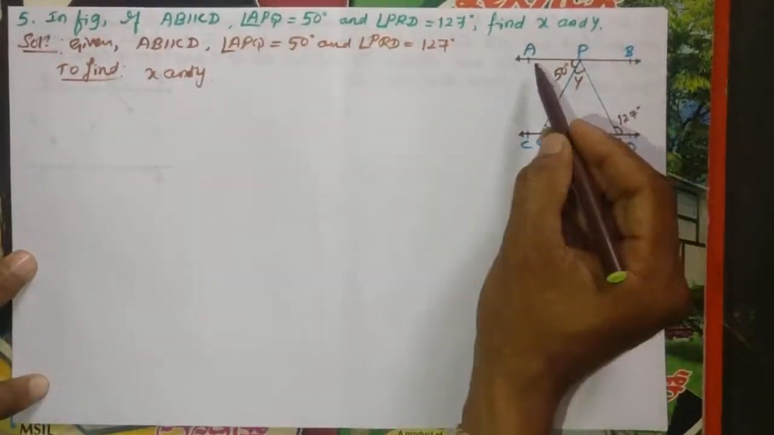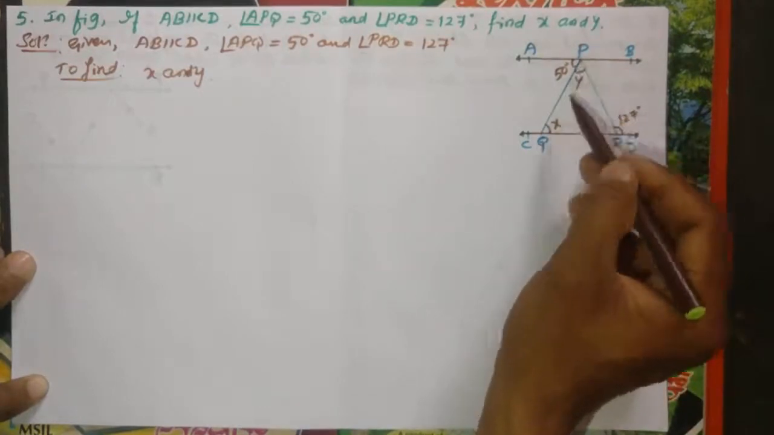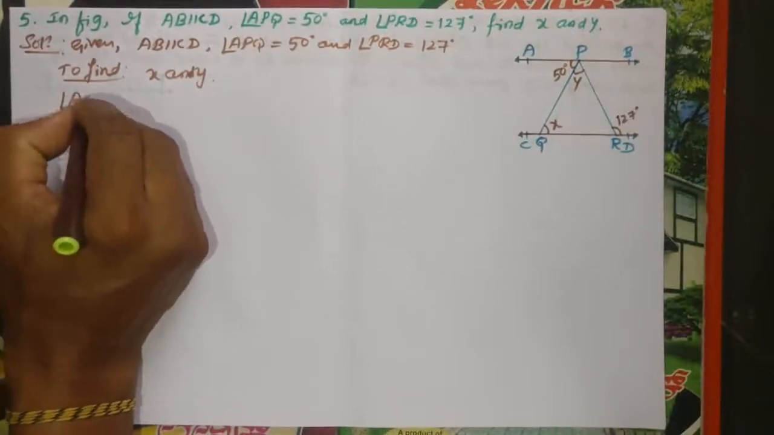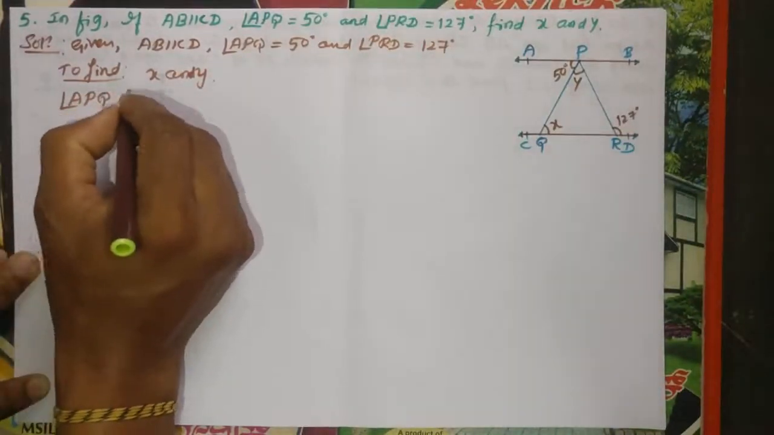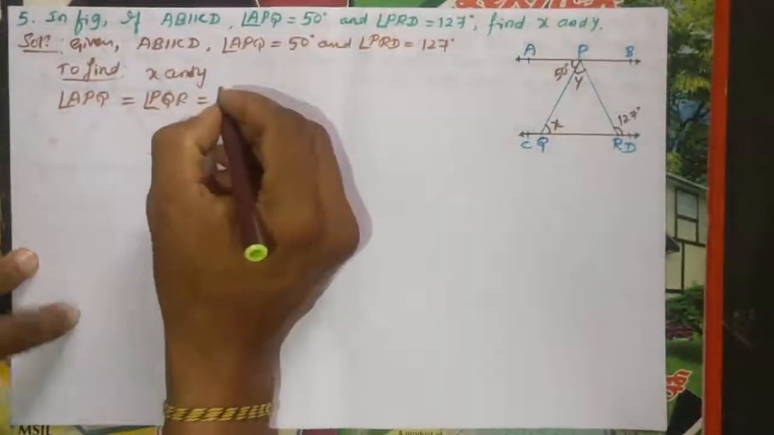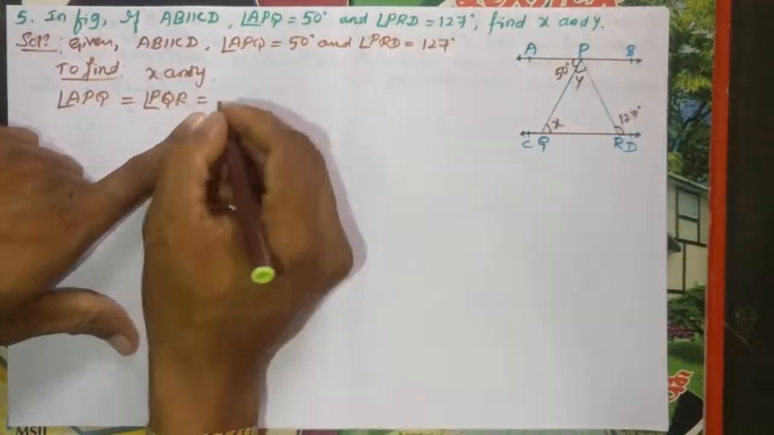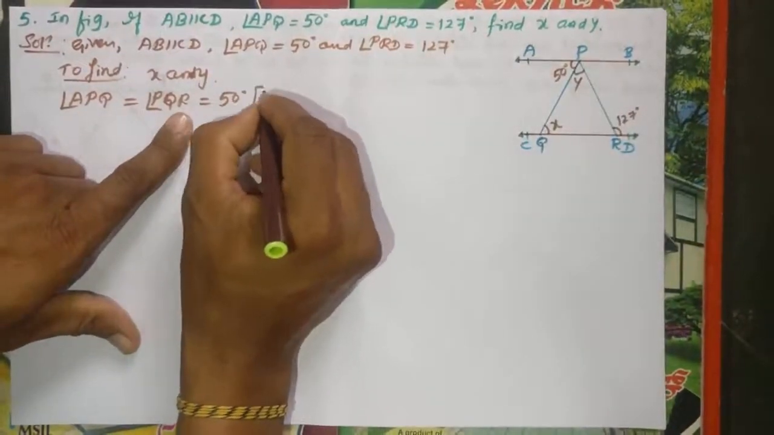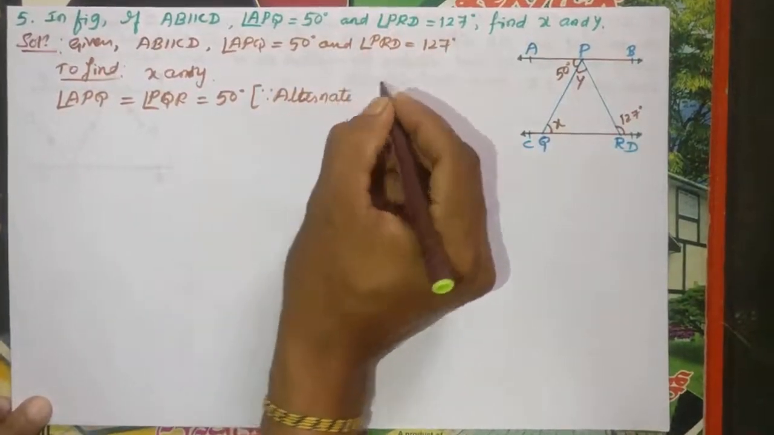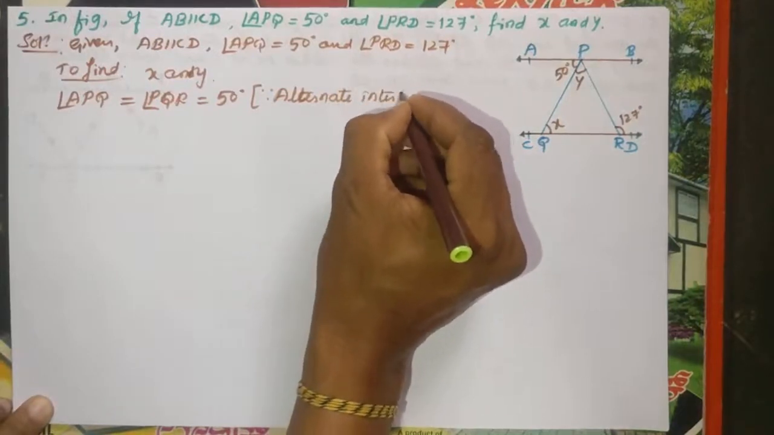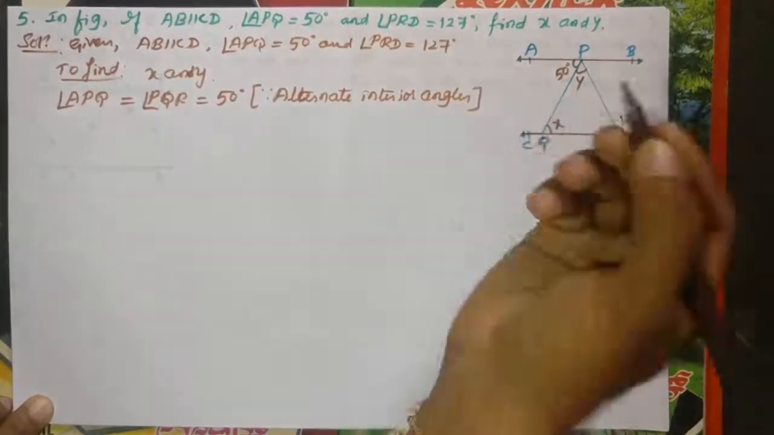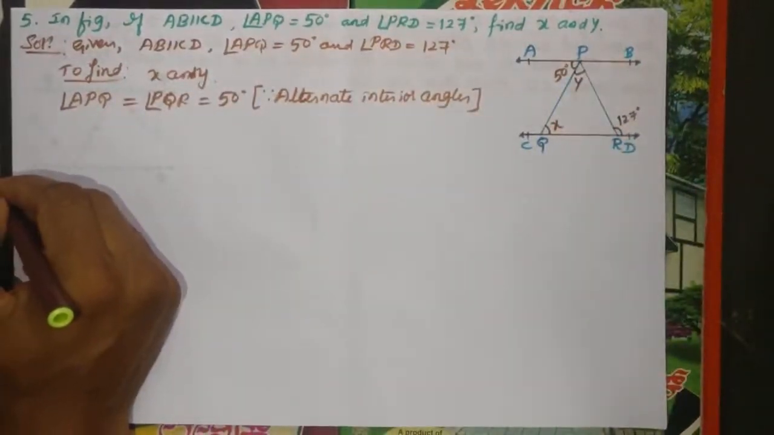Let us see now. Angle APQ is equal to angle PQR, alternate interior angles. Angle APQ is equal to angle PQR, which is 50 degrees, because they are alternate interior angles.